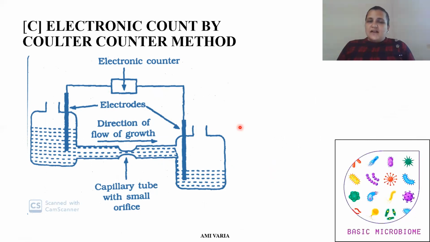The third method for cell number measurement is electronic count by the Coulter counter method. When the bacteria are allowed to grow in a single culture medium and have to complete their whole cycle in the same culture medium, during our production we can judge the number of bacteria by this electronic Coulter counter method.